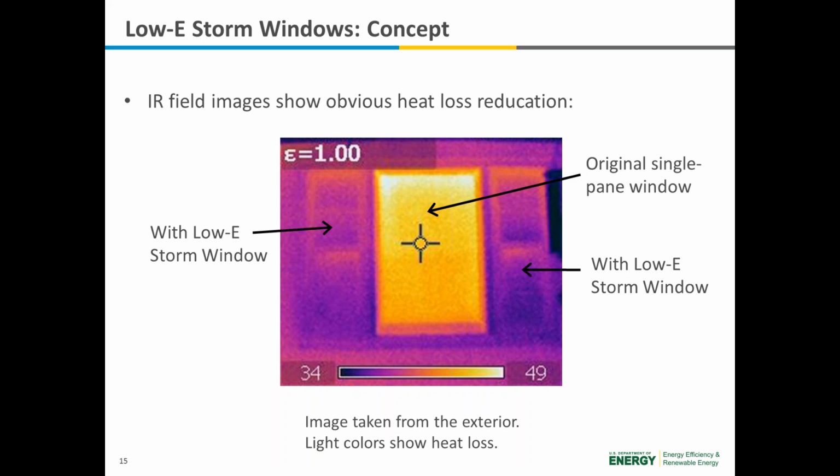And you see this in real life as well. So this is an IR field image taken from the outside of a home. So light colors show heat loss. And there's 3 windows here. In the center is the original single pane window, a picture window. And then on the left and right are 2 windows that have had low E storm windows added over them. And as you can see, it's very clear that the low E storm windows on the left and right have significantly reduced the heat loss outside that window.